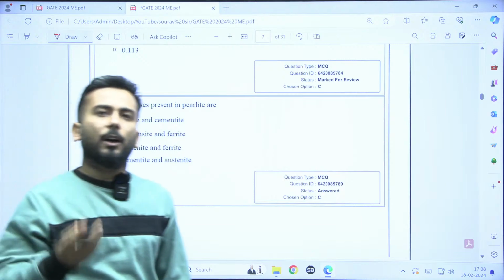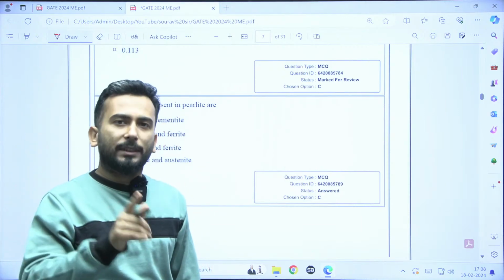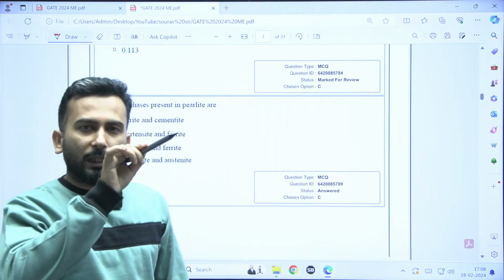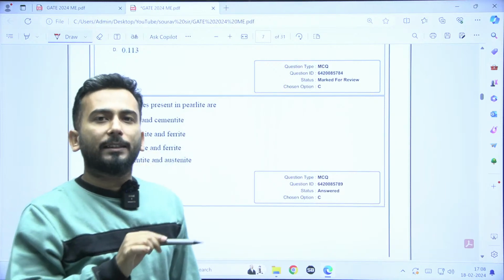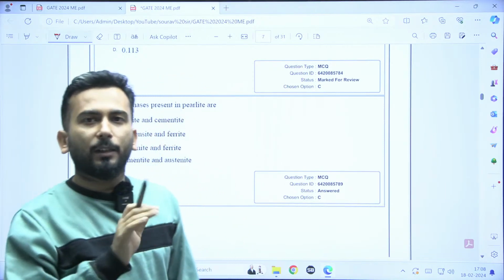Ferrite and cementite, how? Because you know that as per the eutectoid reaction that takes place at 727 degrees centigrade, the austenite phase decomposes to two solid phases, that is cementite and ferrite.